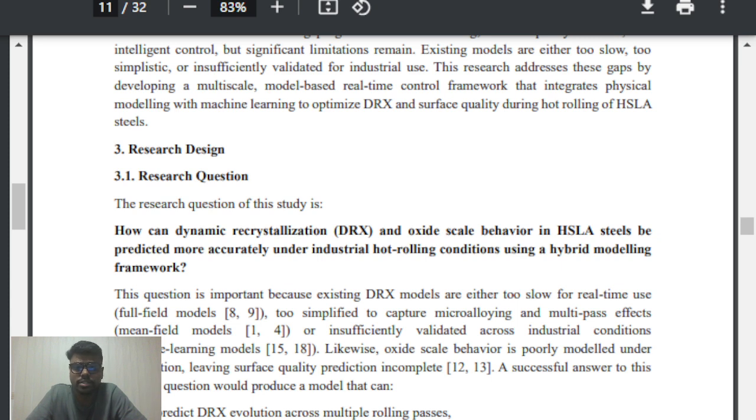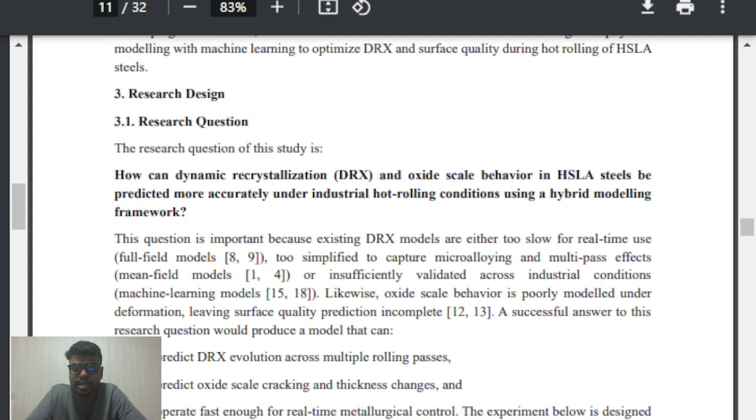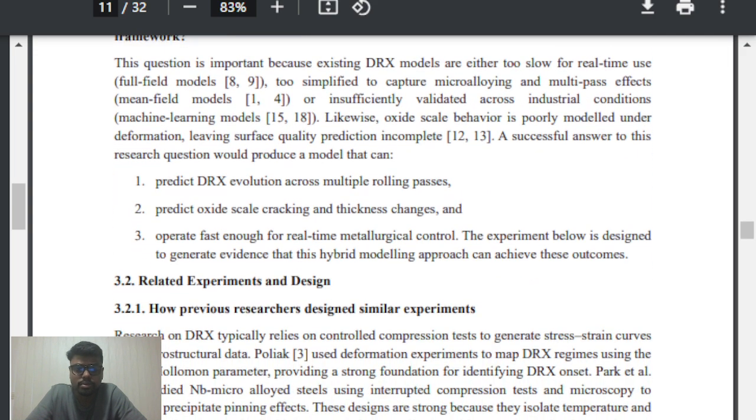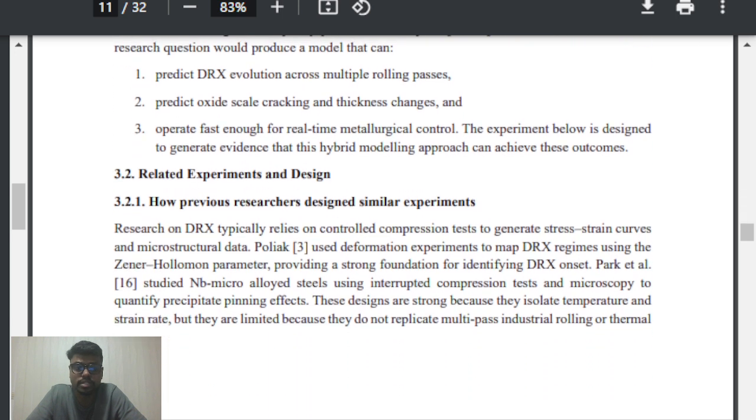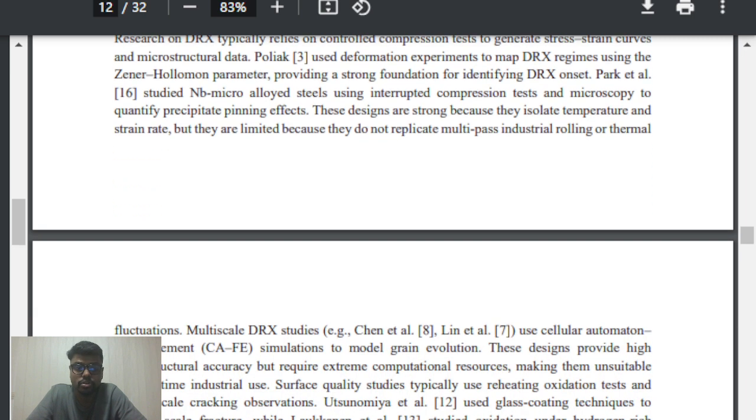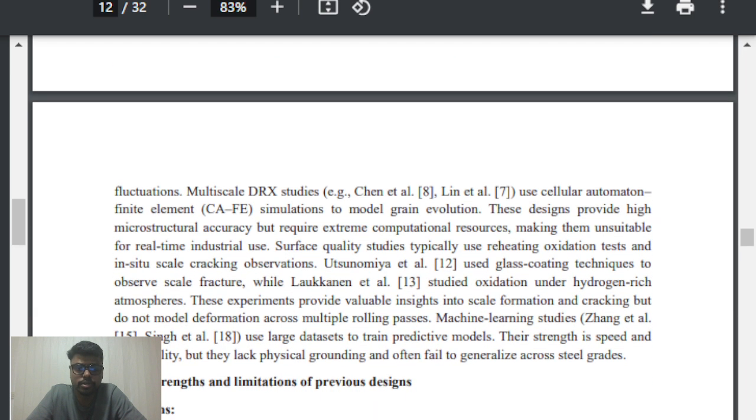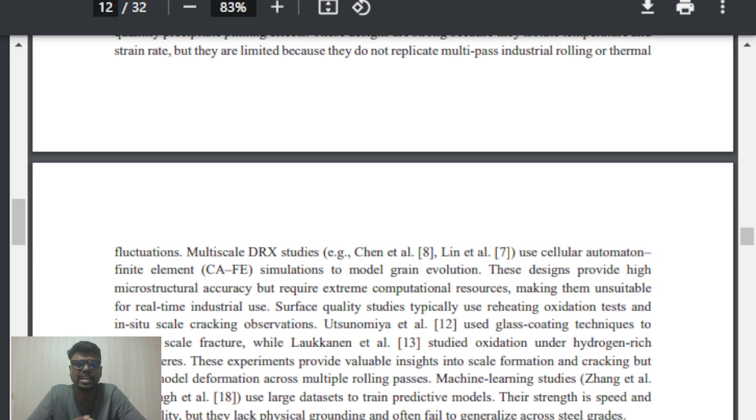Now I'll describe my research design. This study uses an experimental and computational hybrid design. It is experimental because different models are tested and compared under controlled conditions. It is computational because the main investigation is carried out through modeling, simulation, and machine learning rather than direct industrial mill trials.